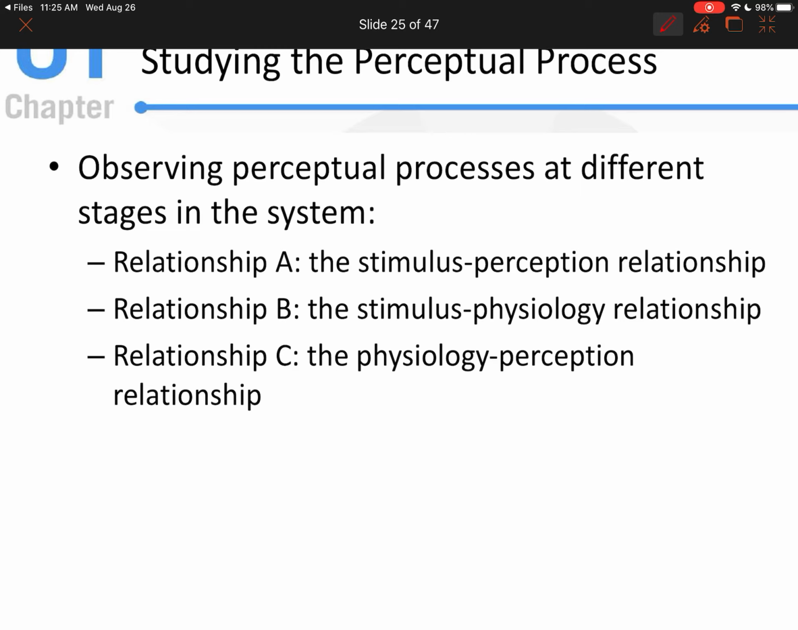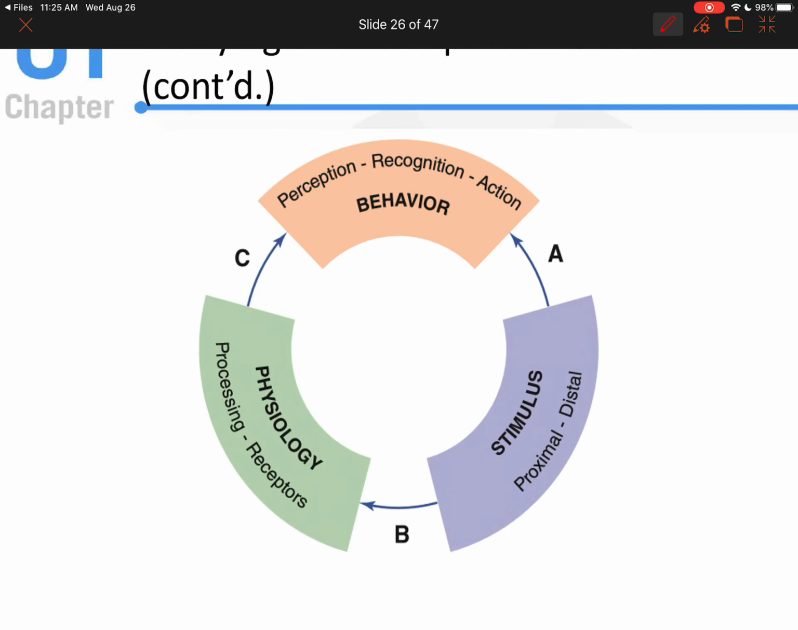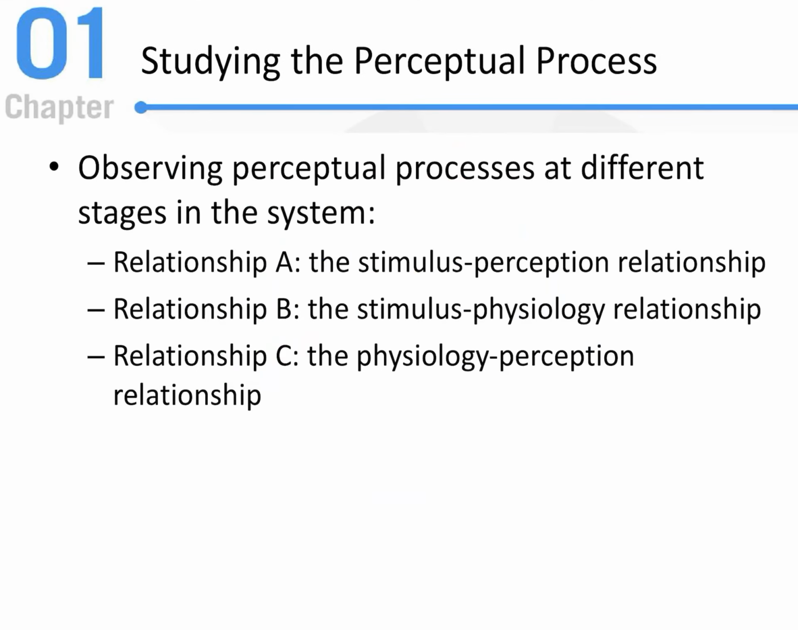A lot of this course will talk about these different processes in relation to these kinds of relationships. So the first relationship is the stimulus perception relationship. Do you perceive that distal stimulus? Is that something like, I see the thing, okay?